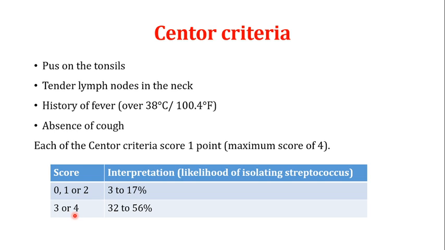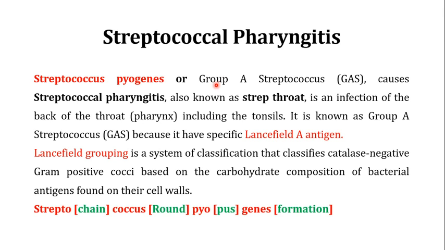But if the score is high, like 3 or 4, that is going to give you a chance of like 32 to 56% of the bacterial pharyngitis. So these criteria, the Centor criteria or the FeverPAIN criteria, can actually help you differentiate between the bacterial and the viral pharyngitis. So the topic that we are going to focus on in this particular video is streptococcal pharyngitis, or you can call it bacterial pharyngitis as well.